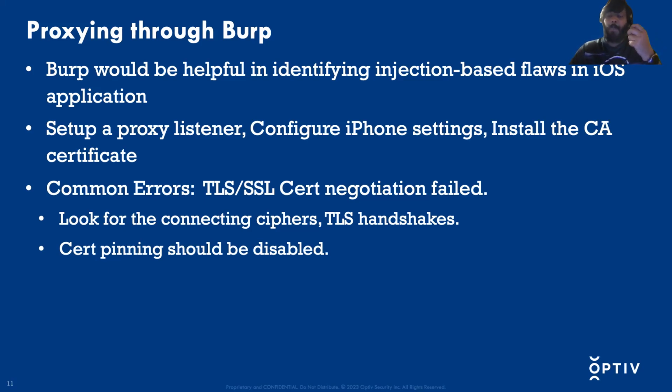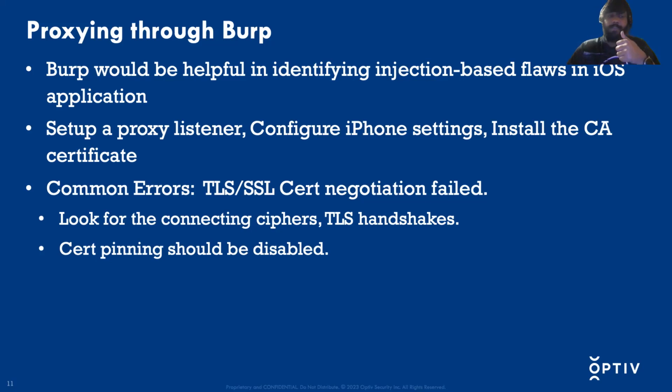Common errors when you install the Burp certificate and try proxying through Burp or any other proxying tool. One of the common errors that always appears is the TLS SSL negotiation failed. There can be two reasons for that. Number one is that the ciphers the application is trying to use to communicate with the server are mismatched, and the TLS handshake failed.